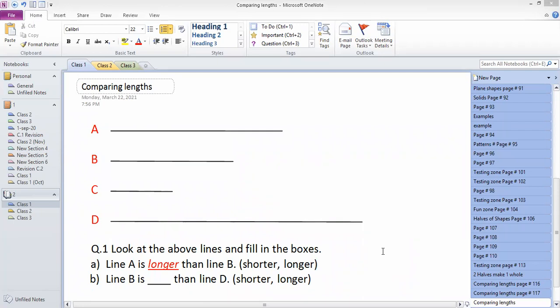Suleiman Abdullah. Line B is dash than line D. Longer or shorter? Longer. Line B is longer than line D. This is line B and this is line D. Check. This is line B and this is line D.